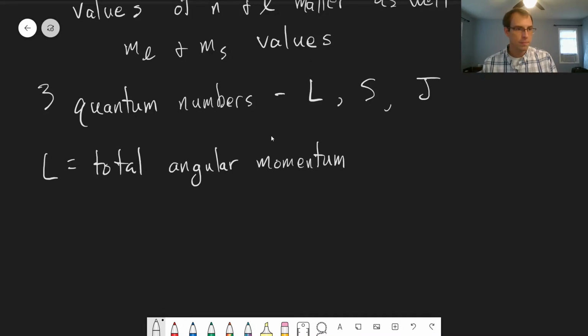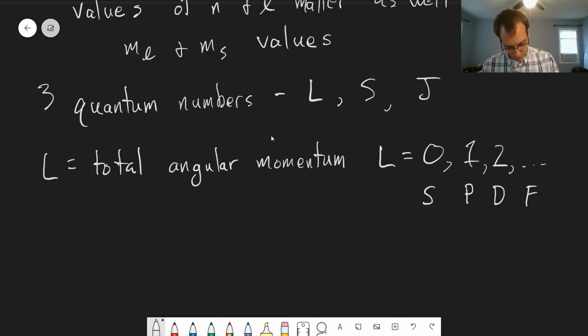So total angular momentum. L can range from 0, 1, 2, etc. And we give these labels just like we do for electron orbitals for single electrons. So capital L equals 0, we call that a capital S term. And we have capital P, capital D, capital F for capital L equals 3, etc. This is very similar to what you're used to thinking about for orbitals, but now instead of this applying just to one electron, this is for the whole set of usually valence electrons that we're considering. And these are capitalized to differentiate them from when we're talking about just a single electron.